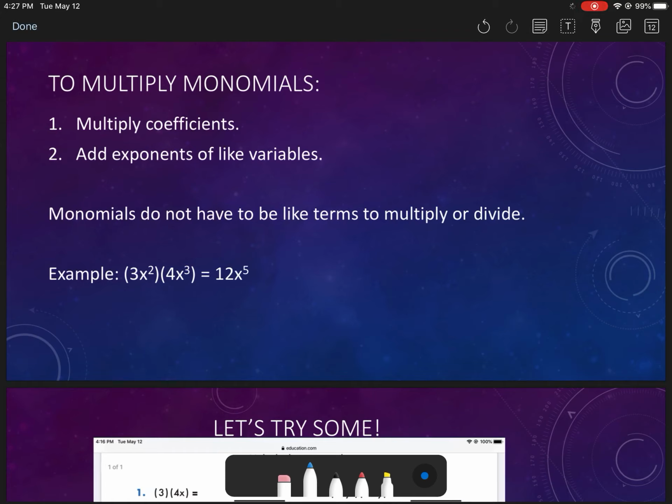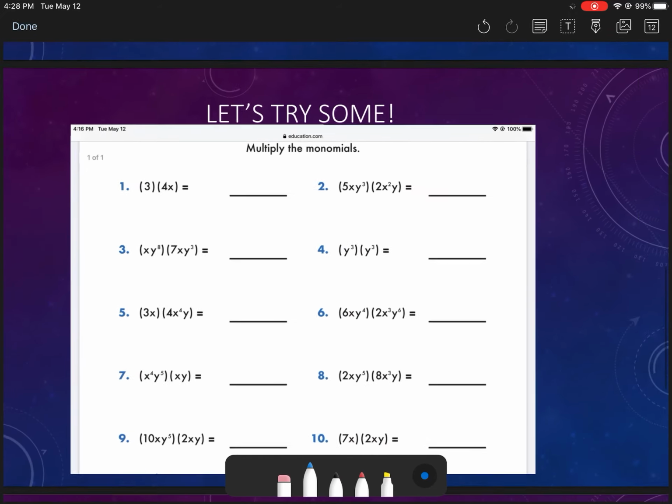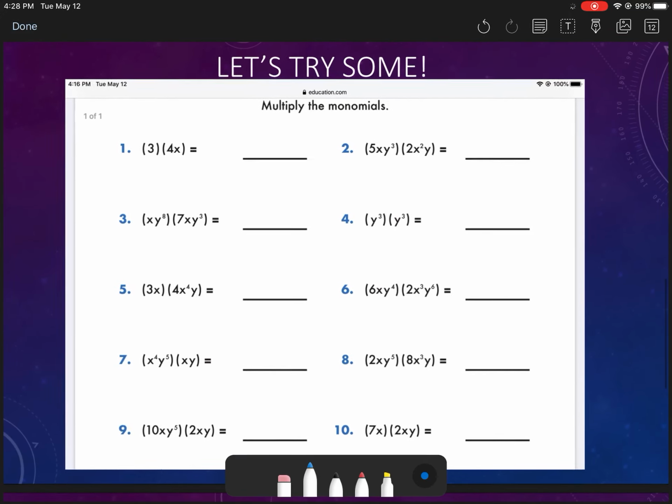So let's take a look at this example here. We have 3x squared times 4x to the third. So the first thing we do is multiply 3 times 4, which gives us 12. And then we have x to the second power, x to the third power. Remember that you're adding the exponents. 2 plus 3 gives us 5. So our answer is 12x to the fifth. Okay, nice and simple. Okay, so let's try a couple of problems here.